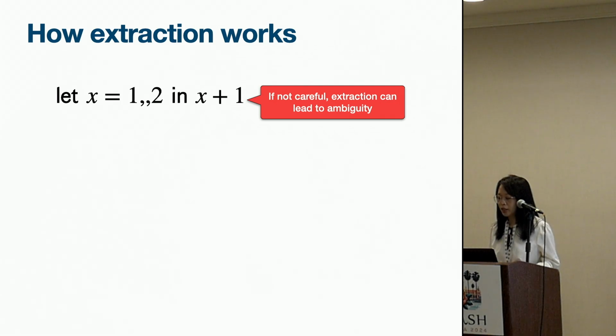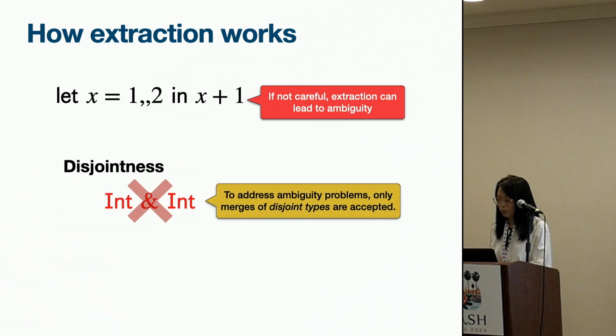And to address the ambiguity problem, as well as the problem arising from the interaction between merges and subtyping, which I mentioned before, some restriction is proposed, where we only merge values that have disjoint types. So disjointness will reject ambiguous programs, such as 1 merged with 2, because these two values have the same type int. So they cannot be merged.